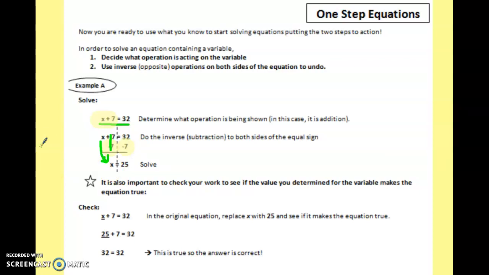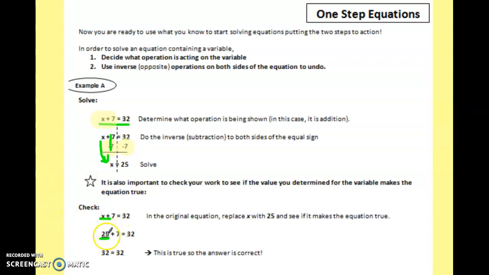Now it's important to check your work just to see if your answer is correct. And with one-step equations, it's very easy to do that. What that means is, again, we said x is equal to 25. So we use that evaluating skill that we looked at a lot in the last unit. So here was my original equation, and we're going to take that 25, our answer from above, and plug it in for our x. So here is our x right here. We're going to replace it and evaluate it as if it was 25.